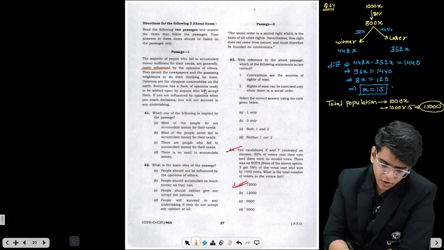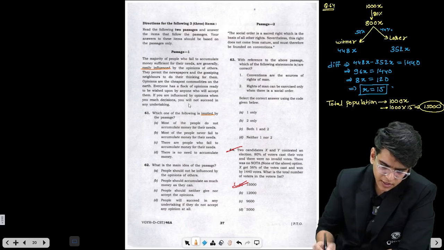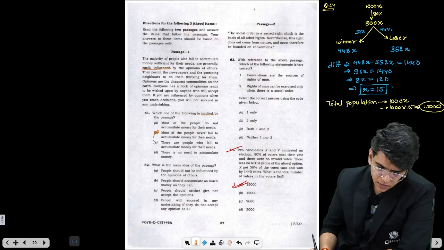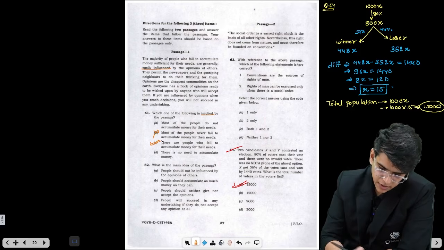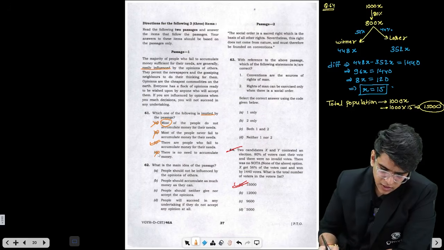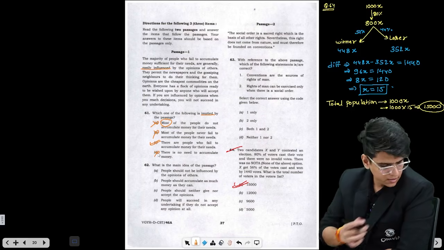Which one of the following is implied? Natural consequence. Most of the people do not accumulate money for their needs. Most of the people never fail. There are people who are influenced, fail. Wrong. There are people who fail to accumulate money for their needs, right? This is the point. There are some people. Most people do not accumulate. We can't say most, many, right? There is no need to accumulate money. Actually, there is need to accumulate money and that is discussed.